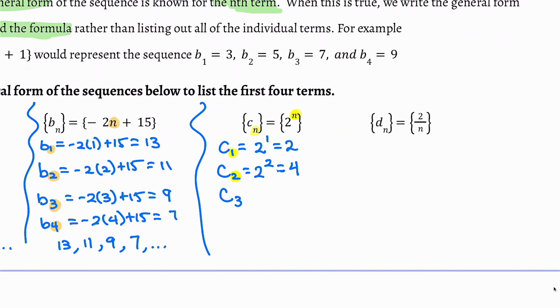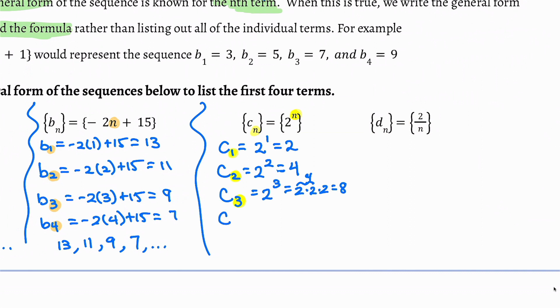When I do my third term, anywhere I see an n, I'm going to replace it with the number 3. That's 2 to the third. That is not 6. Remember, 2 to the third means 2 times 2, which is 4, times another 2. That's my third 2. Let me write that one out because I don't want you to mess that one up. This means 2 times 2 times 2. Remember that this is 4 times 2, which actually becomes 8.